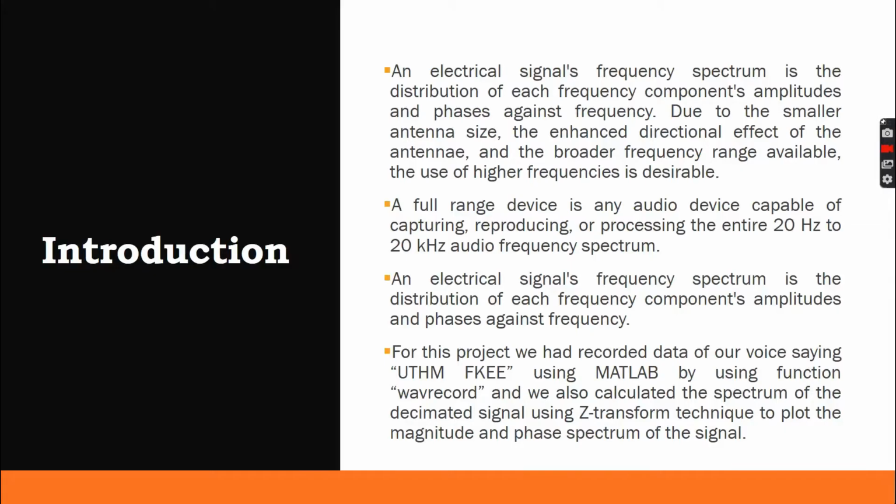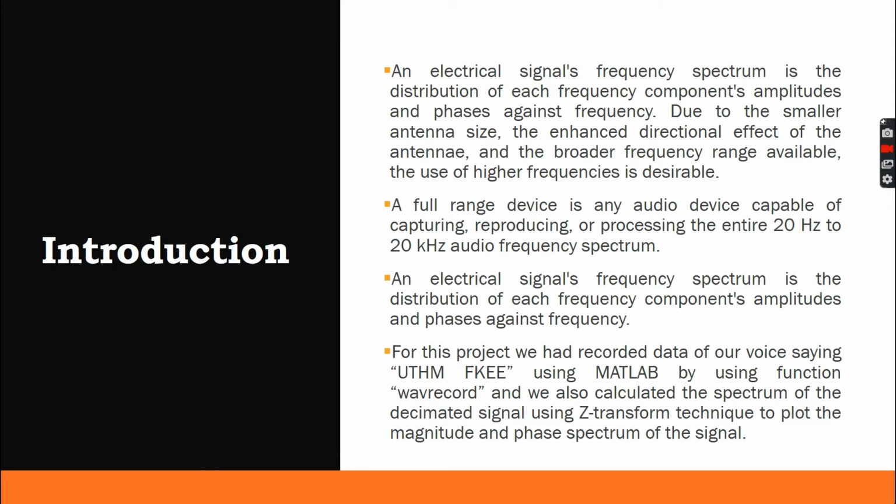An electrical signal frequency spectrum is the distribution of each frequency component's amplitude in phases against frequency. Due to the smaller antenna size, the enhanced directional effect of the antenna, and the broader frequency range available, the use of higher frequency is desirable. And a full range device is any audio device capable of capturing, producing, or processing the entire 20 Hz to 20 kHz audio frequency spectrum.